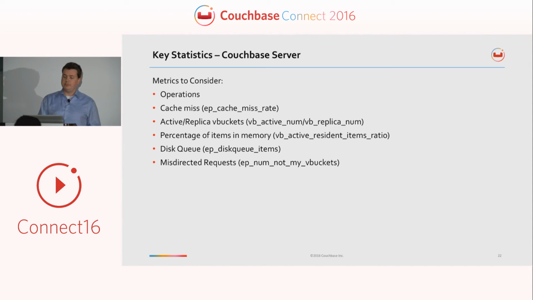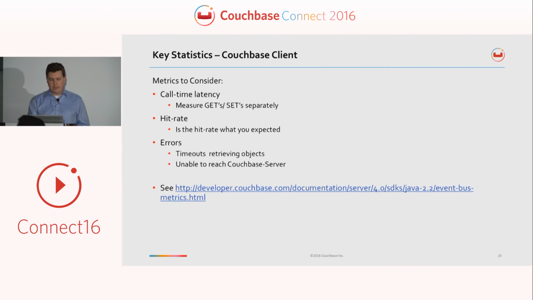So let's look at the Couchbase client metrics. For us, there are a couple of key things to consider. Obviously, you're looking at call counts, but also call time latencies, and you can get these separately for gets and sets. Generally, you do not want to measure gets and sets as the same metric because it can be misleading. If you're doing large gets or large sets, you might not always be getting what you expect. The cache hit ratio: is the hit rate what you expect?